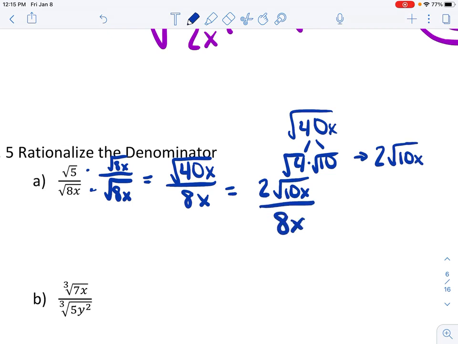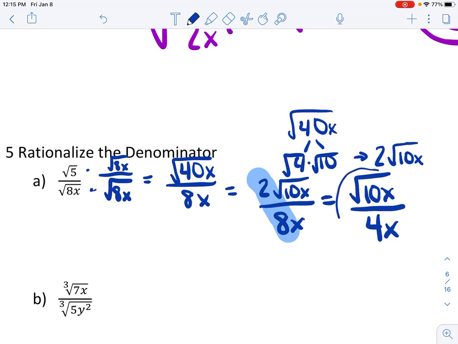And then that is all over 8x. Now make sure you can't reduce outside of the radical in the numerator and denominator. In this case, you can. They are both divisible by 2. So your solution ends up being the square root of 10x over 4x. And that is it.